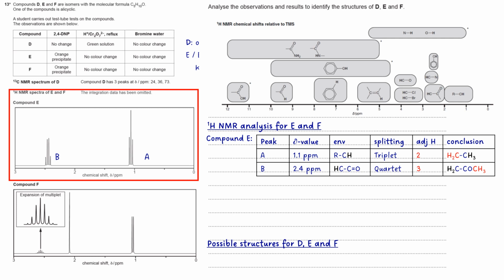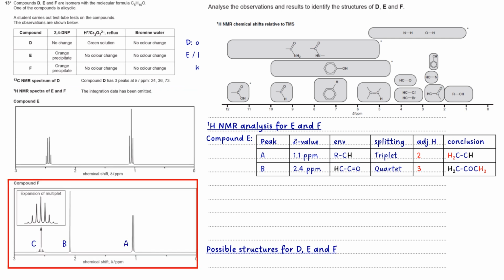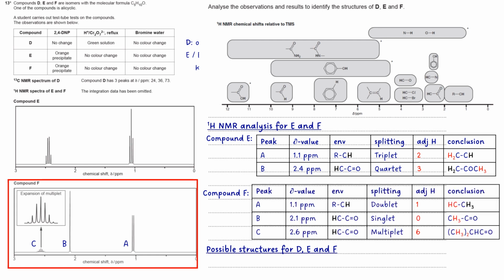Let's do the same now for compound F. There's 3 peaks this time, A, B, and C. Following the same idea, I've highlighted in red the adjacent hydrogens, and therefore where those hydrogens might go in the possible conclusion. The conclusion is basically the sections of the structure that I think might actually exist, based on an update of the environment from the data sheet.